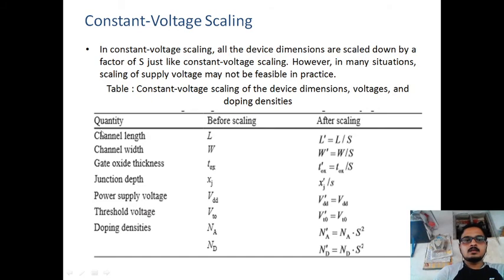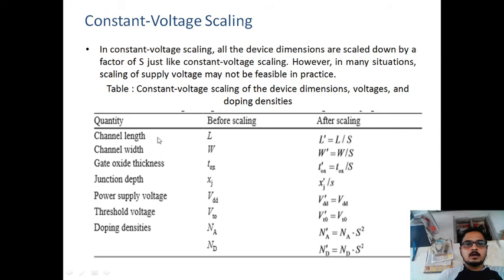See here, these are the parameters. The same parameters you saw in constant field scaling, similar parameters you will see here in constant voltage scaling. Before scaling, I already told you that these four parameters belong to device size, meaning dimensions. These two parameters belong to voltage, and the final parameter belongs to the internal electric field.